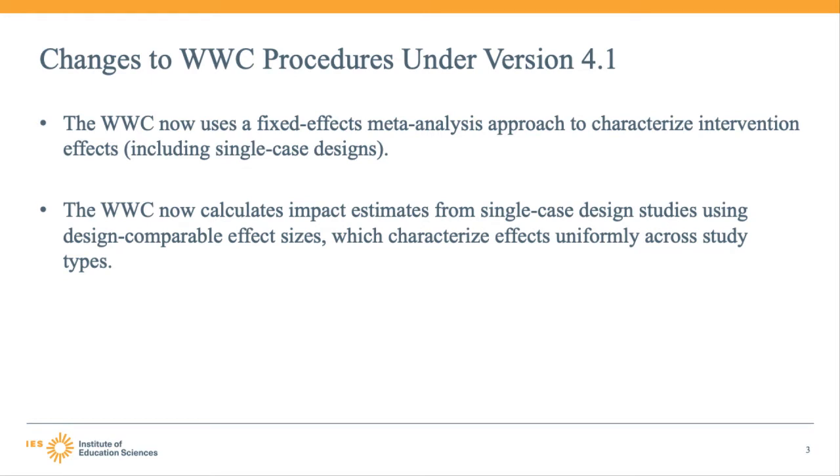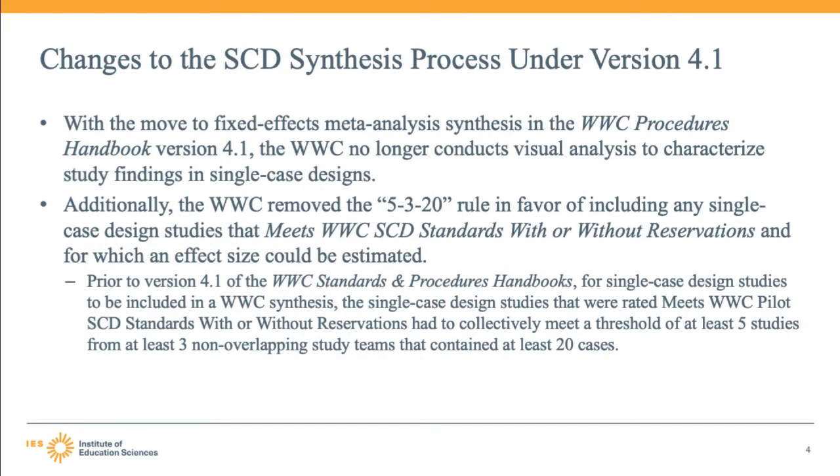Thus, under version 4.1 of the Standards and Procedures Handbooks, when possible, design comparable effect size estimates are calculated for single-case design studies that meet WWC single-case design standards, and those effect size estimates can be synthesized in fixed effects meta-analyses alongside comparable effects estimates from other group design studies evaluating effects of a given intervention. This change from a modified vote-counting approach to a fixed effects meta-analysis approach under version 4.1 of the WWC handbooks means that the WWC no longer needs a separate procedure for determining intervention ratings for single-case design studies.